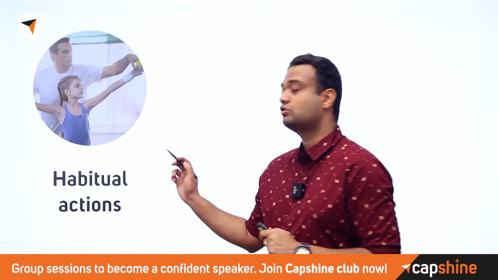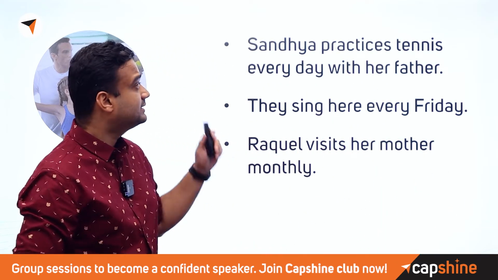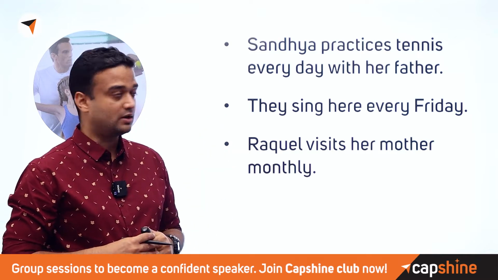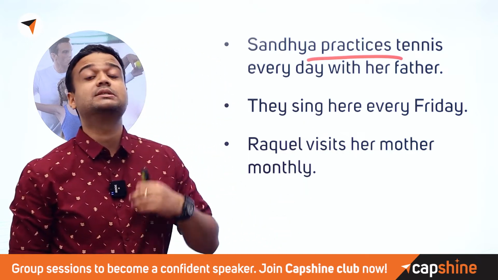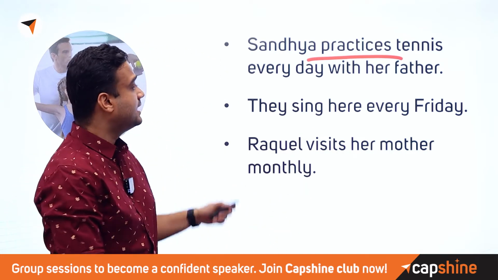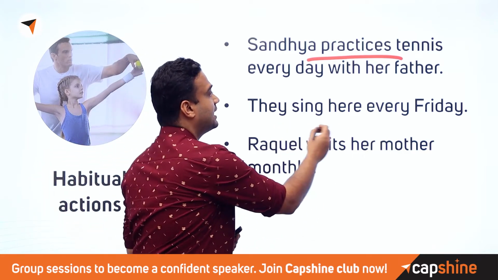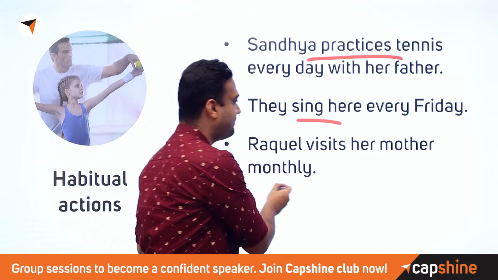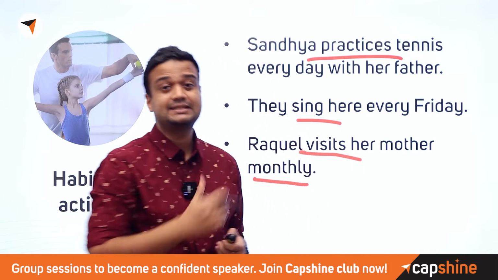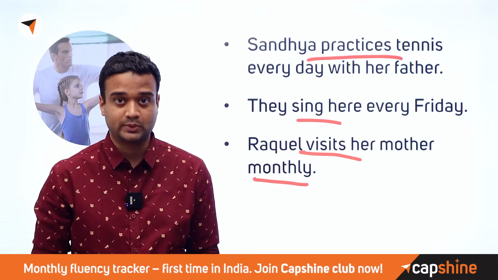Let's continue, shall we? The next usage is to talk about habitual actions. For example, Sandhya practices tennis every day with her father. So this talks about something that happens every day or something that happens almost out of habit. They sing here every Friday. Again, it talks about a routine, a habit. Raquel visits her mother monthly. Talks about a habit, a routine. So I use the simple present to talk about habits, routines, and statements of truth as well.